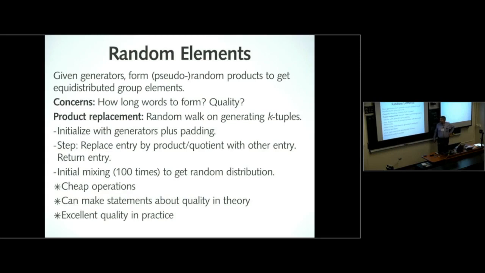It basically is a random walk on generating k-tuples of a group. Why a random walk? Because there is a lot of theory in statistics which deals with random walks, and so there has been a lot of work done before which could be used.